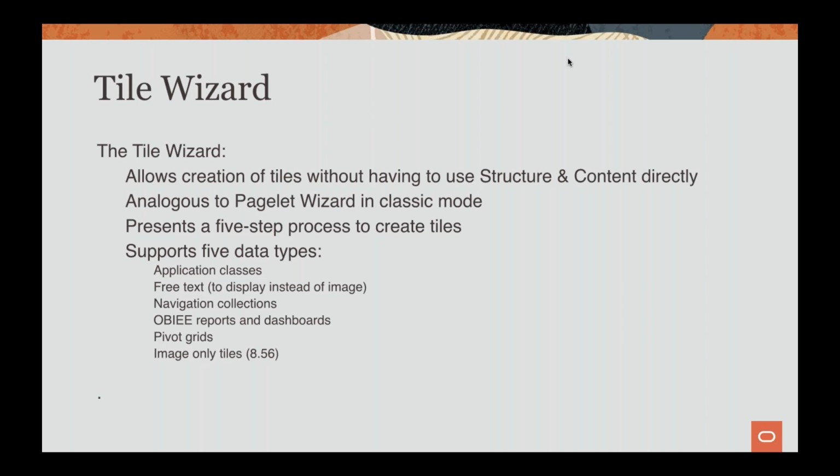Obviously, it has to pull its information from a data source. You can pull it from application classes, free text, navigation collections. We can tie it into OBI EE reports and dashboards. We can use pivot grids. And images, as it says, are only available on tiles from 8.56 onwards. So even prior to that, we're not using images.